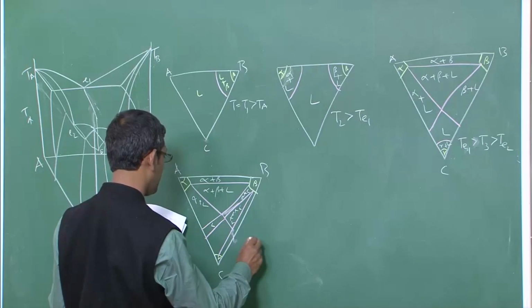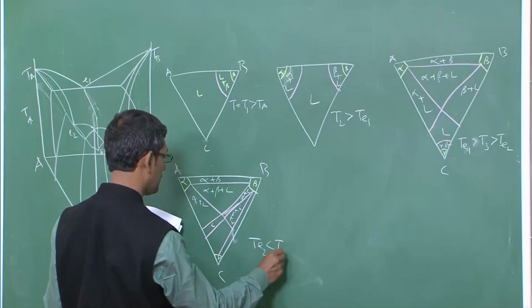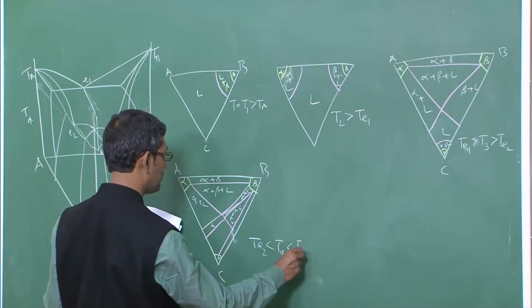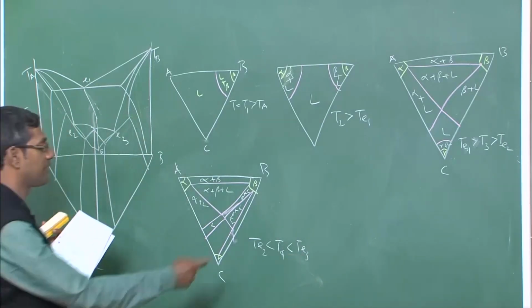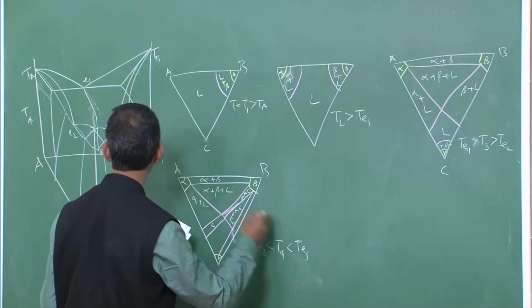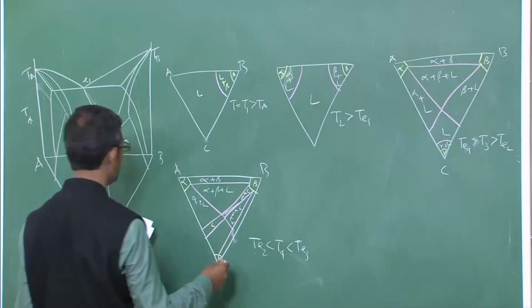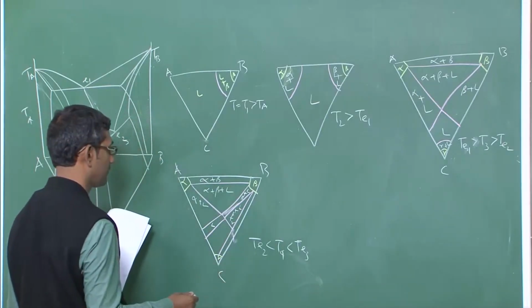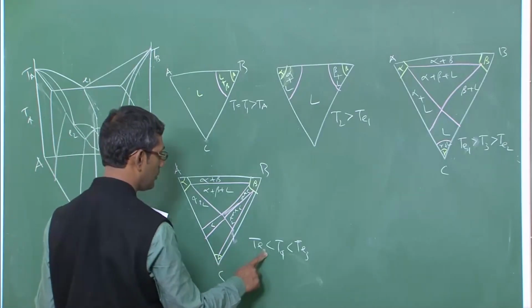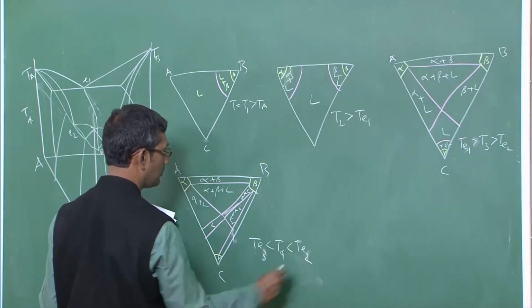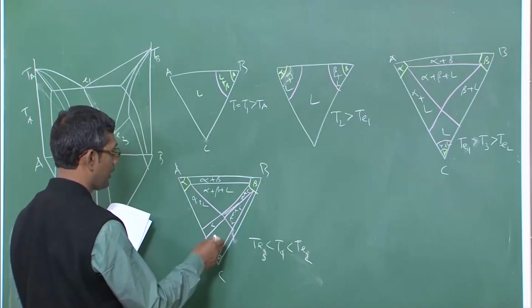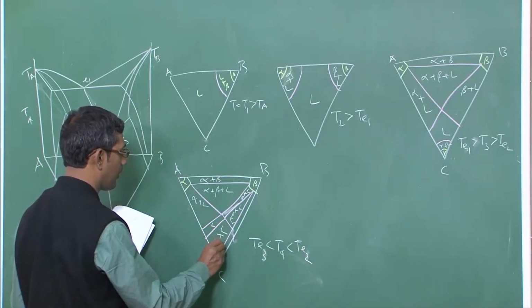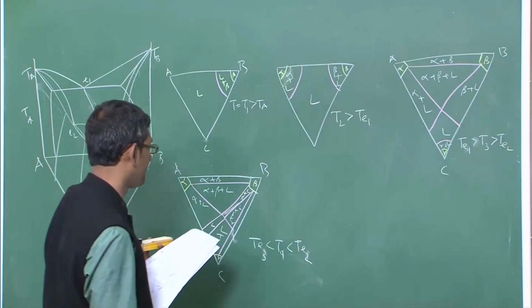So, what is the temperature? Correct. The temperature is lower than T2, but higher than T3. Okay, higher than T2, but lower than T3. So, and this is liquid plus gamma, that is the one.